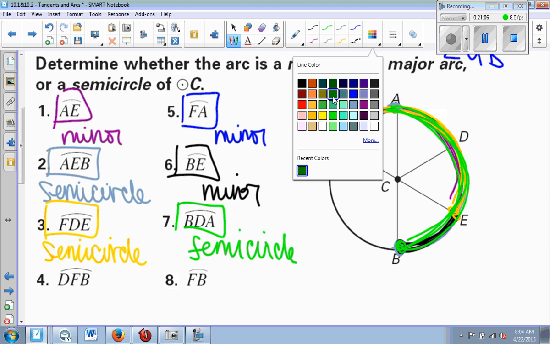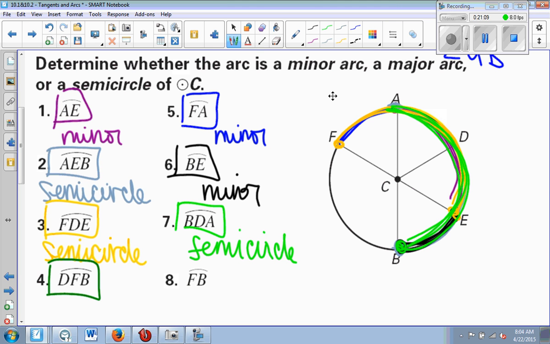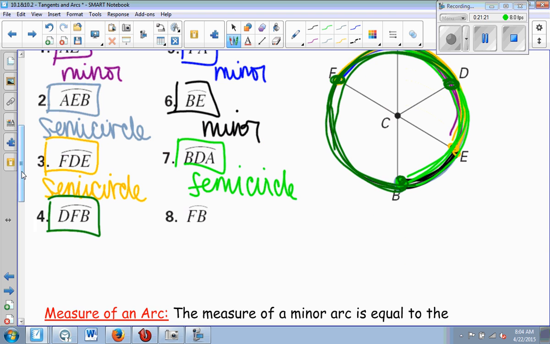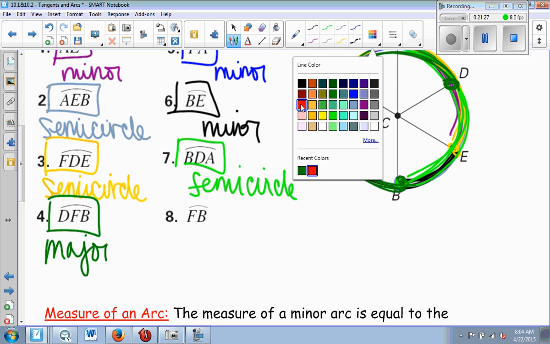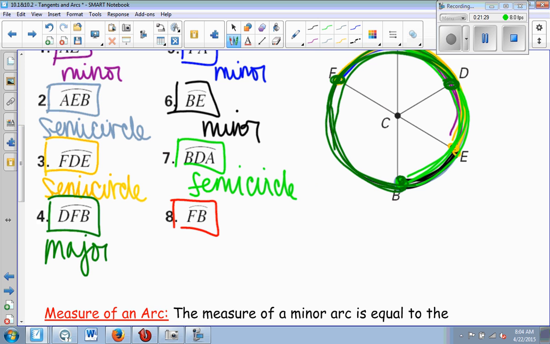Okay, let's do DFB, starting at D, going around to F, and then finishing at B. So DFB, notice this is more than a half rotation, so that's going to be called a major arc. And then the last one is FB. FB, again, is going to be the shortest distance because it only has two letters, so that is going to be a minor arc.